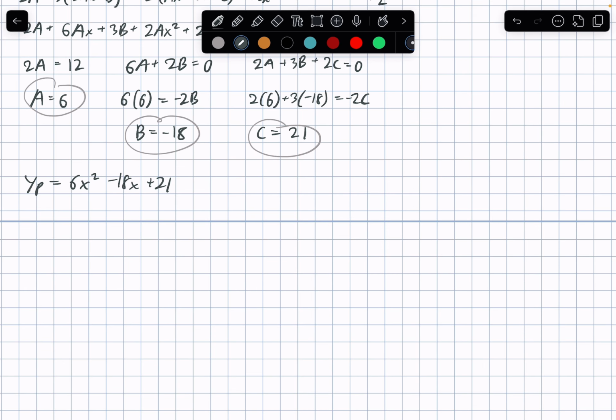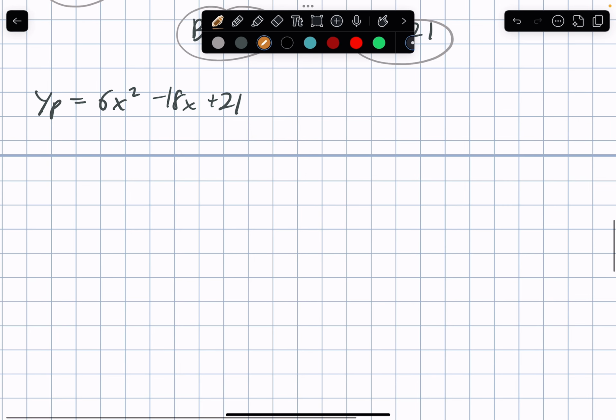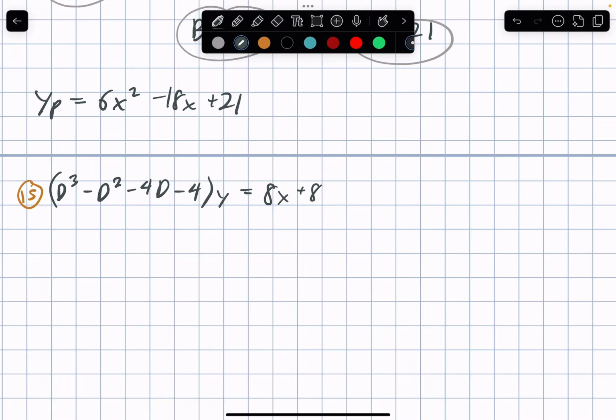Let's try something really spicy. Number 15. Are you ready? I mean, you're just supposed to follow the same technique. I hope I can still recall. It's been a few days since I've studied this topic.